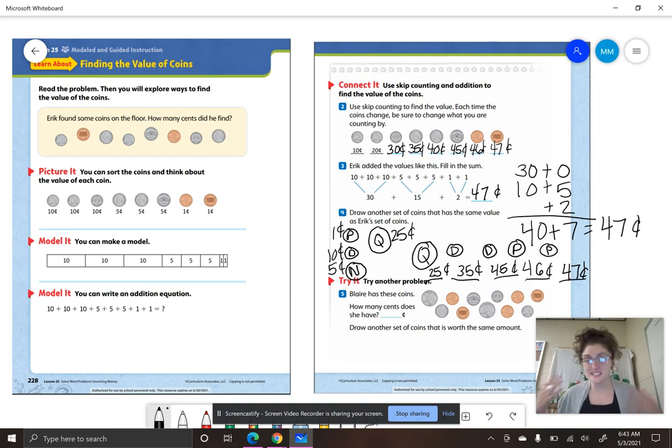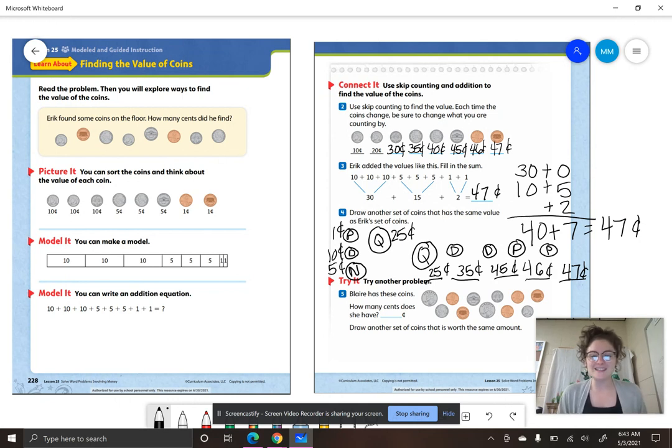All right, and there are different ways that you can show value. You could have done 47 pennies. You could have done 9 nickels and 2 pennies. You could have done 4 dimes, 1 nickel, and 2 pennies. There are different ways to show those values.